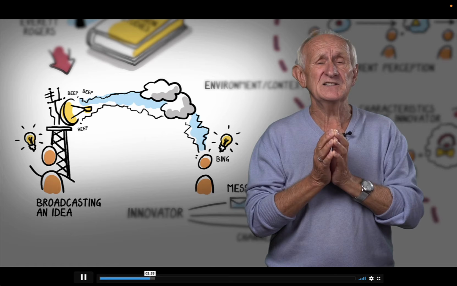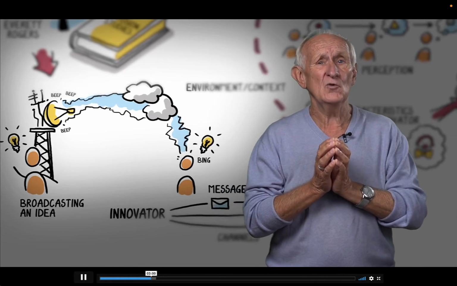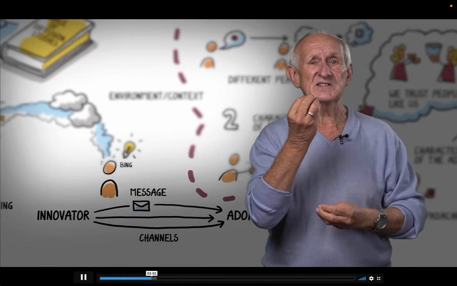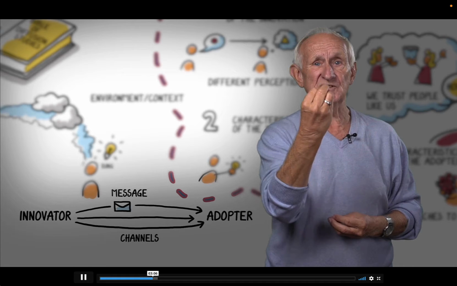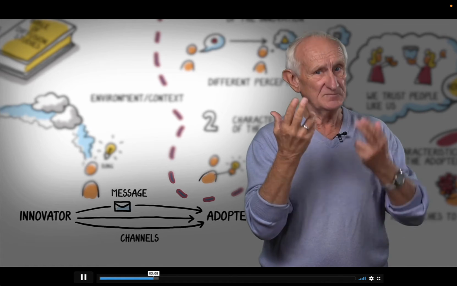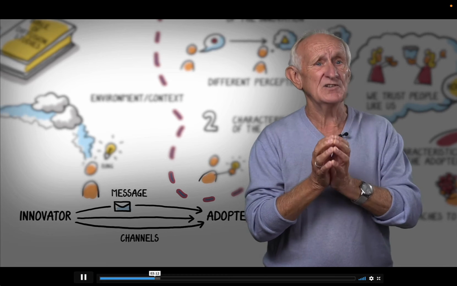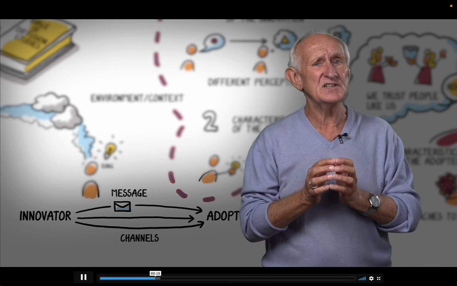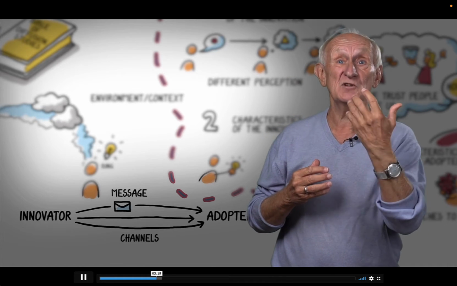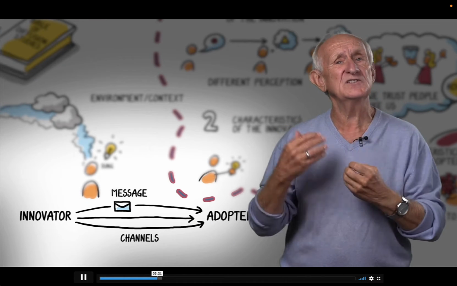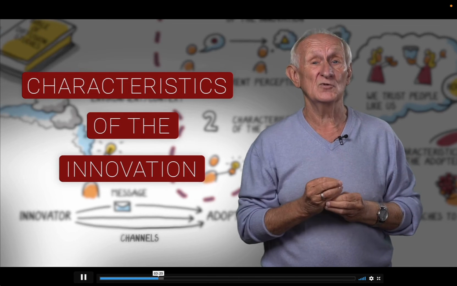And what he basically says is we need to understand four things. First of all, the characteristics of the thing itself, the message that's being transmitted. And that's a message which is perceived, taken on board, by an adopter. And essentially, the characteristics are not perceived in the same way by everybody. Some people see things much more quickly or see different things compared to others. So characteristics of the innovation are important.